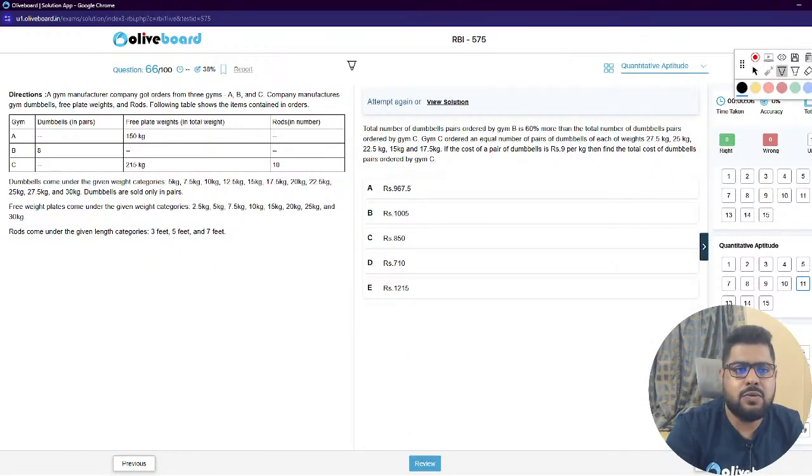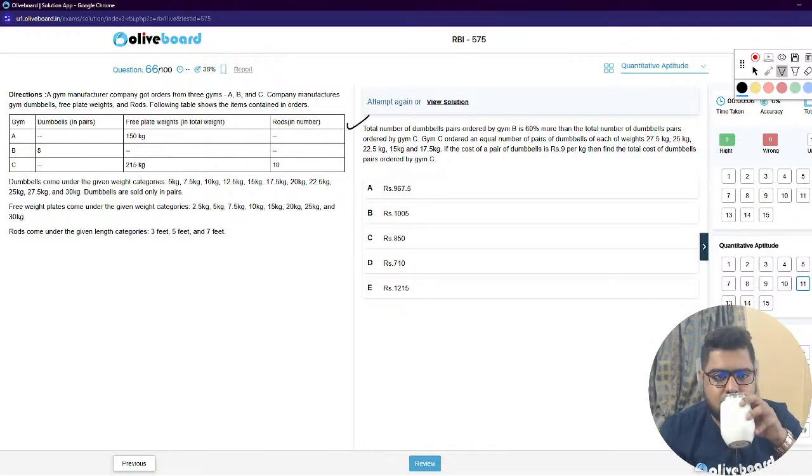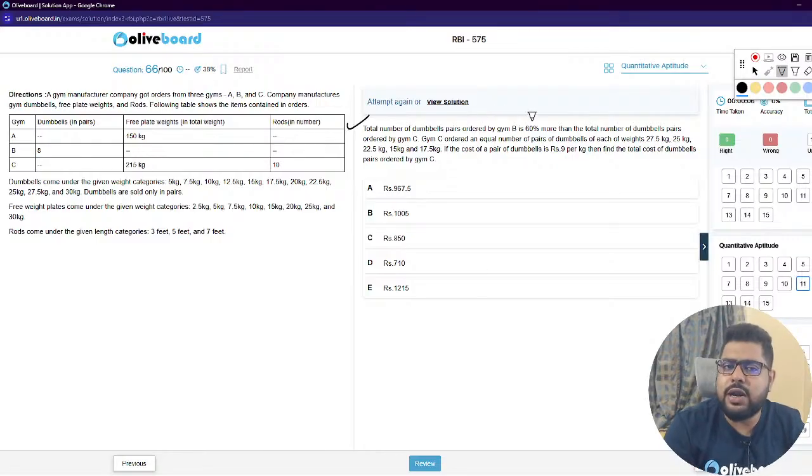Now, total number of dumbbell pairs ordered in Gym B. Total number of dumbbell pairs ordered by Gym B is 60% more than the total ordered by Gym C. Gym C ordered an equal number of pairs of this. It will be very simple, I guess. It will be very simple. Okay?